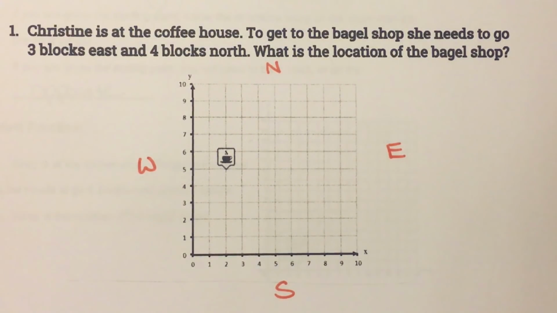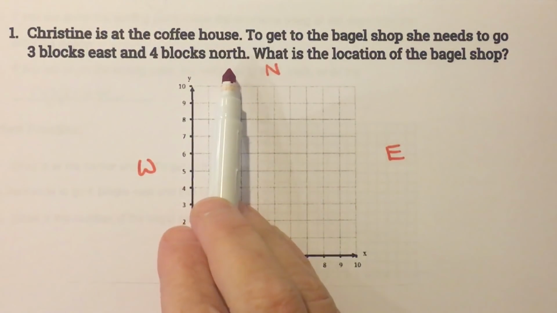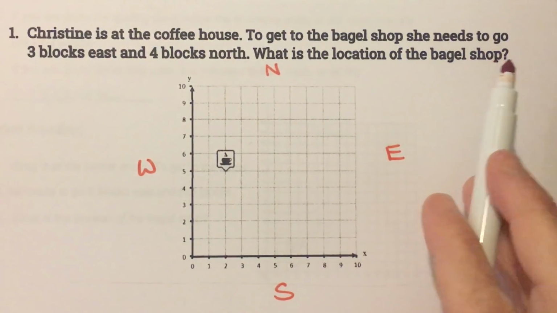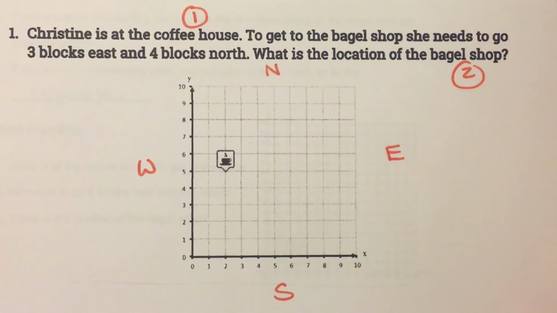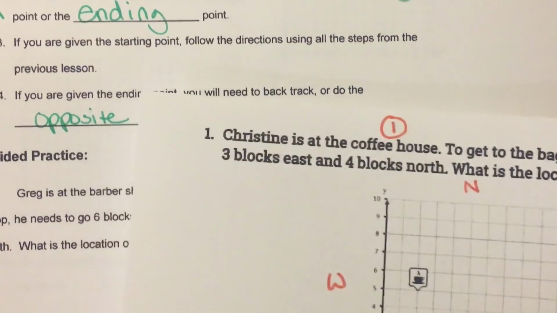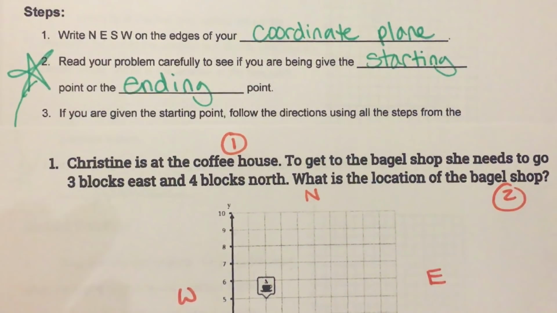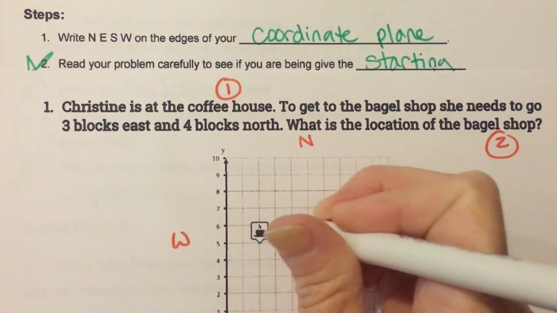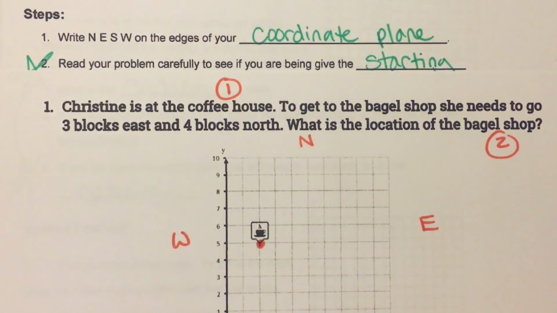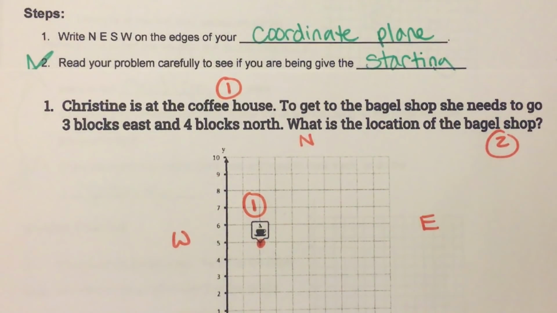Okay, so to me this sounds like they told me where she's at and they're giving me directions for where she's going to end up. So the coffee house is her first location and the bagel shop is her second location. So I would say for this, if I was looking at my steps, they gave me the starting point. That's where I'm starting, is at the starting point. So here is the real coffee shop, and that's her first stop. That's where her first place she's at.